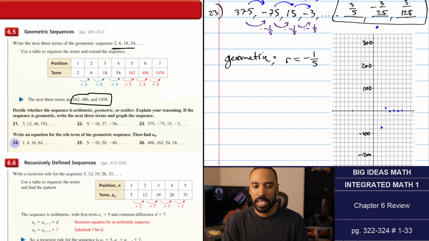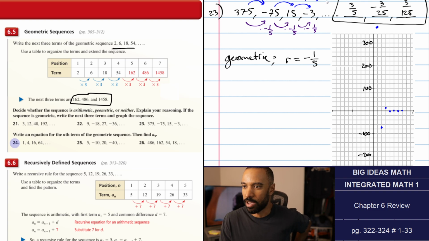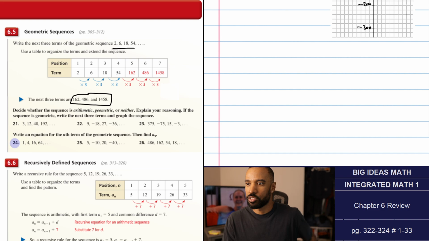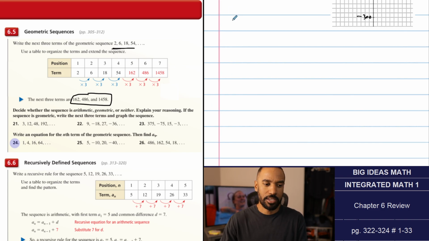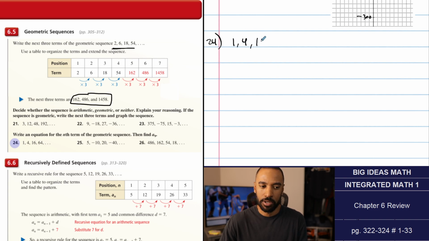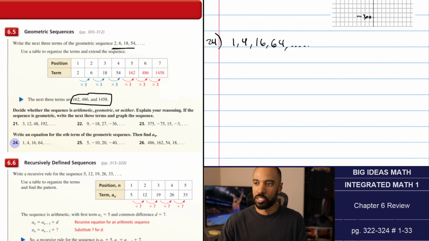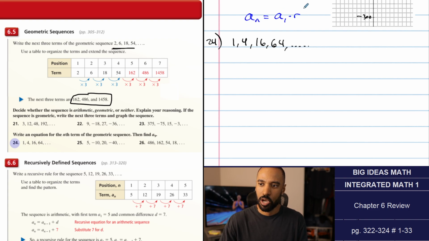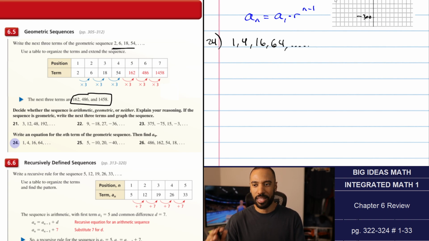Write an equation for the nth term of the geometric sequence, then find a sub 9. Now, this sounds like writing the explicit rule. It's a phrase that we technically don't hear from the book until section 6.6. Of course, I say it out loud all the time. I probably was saying it back with arithmetic sequences. The explicit rule for these things is as such: a sub n equals a sub 1 times r to the n minus 1 power. Start with the first term, multiply by the common ratio one less time than the term we're looking for.